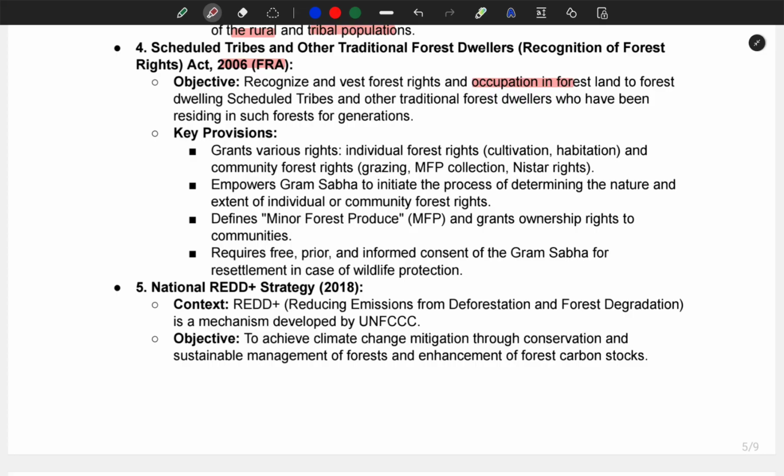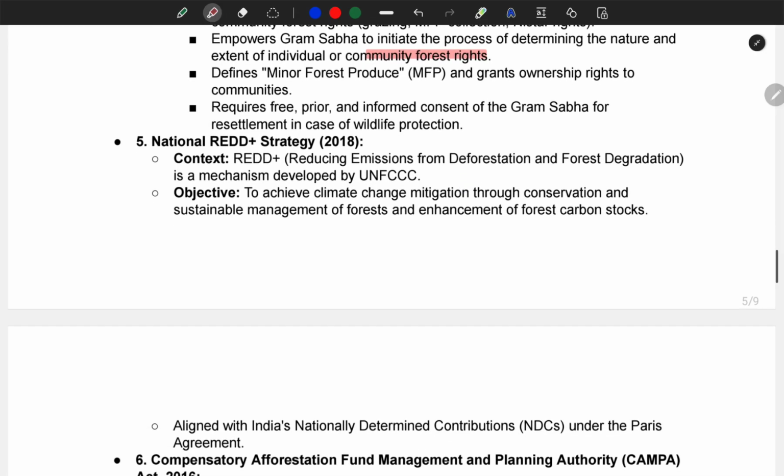Key provisions: grants various rights: individual forest rights, cultivation, habitation, and community forest rights, grazing, MFP collection, Nistar rights. Empowers Gram Sabha to initiate the process of determining the nature and extent of individual or community forest rights. Defines minor forest produce, MFP, and grants ownership rights to communities. Requires free, prior and informed consent of the Gram Sabha for resettlement in case of wildlife protection.